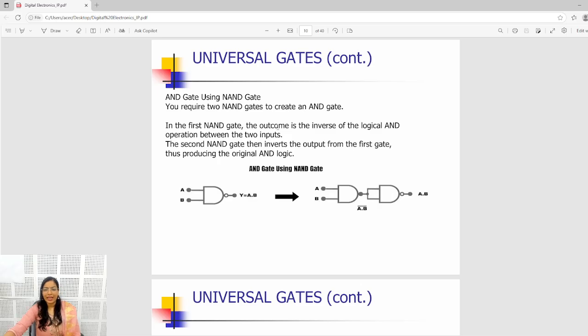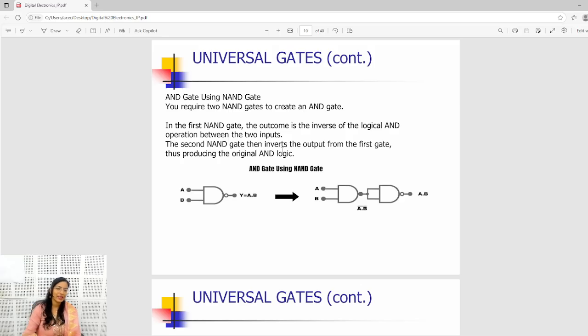In the first NAND gate, the outcome is the inverse of logical AND, which we talked about in the previous slide: whatever output of the AND gate we are getting, if we put an inverting terminal, a NOT terminal, we get the output of the NAND gate. The second NAND gate inverts this output from the first gate, thus producing the original AND gate. It is like saying the complement of a complement of a number will be the number itself. So this is how we are proving that the NAND gate is used to construct an AND gate.